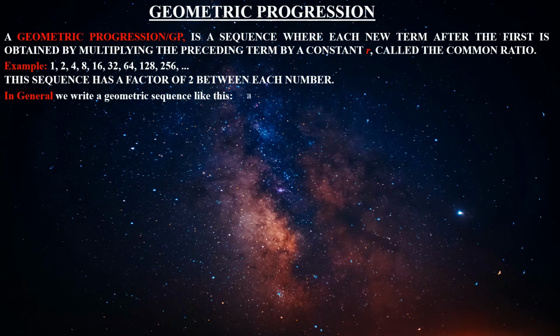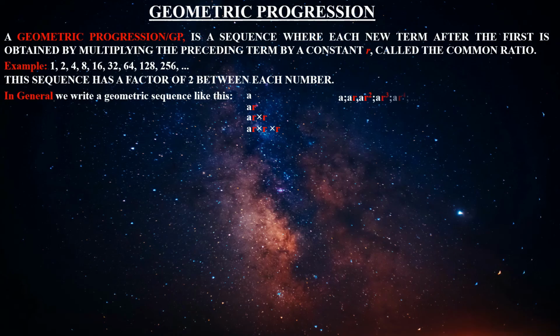We're going to have a, which is the first term, and we're going to have a times r. So like you see here, if we have 1, the next term is going to be 1 times 2, which is the common ratio. So we're going to have a times r. But look, on the next term we said 2 times 2, which means we've multiplied the common ratio twice. So the next term is going to be a times r times r. And the next one will be a times r times r times r. So that is the general sequence of a geometric progression.